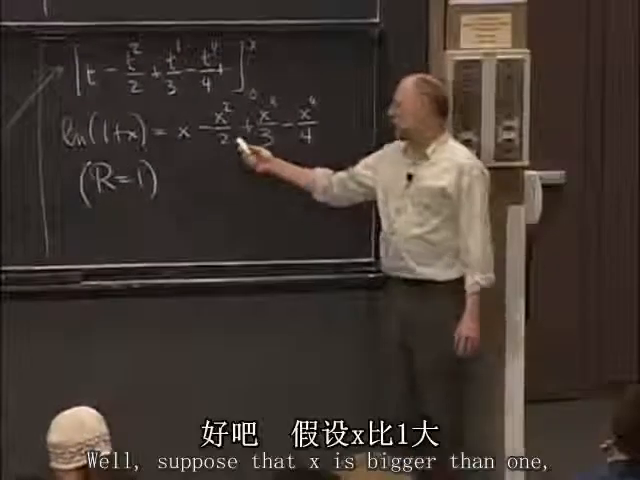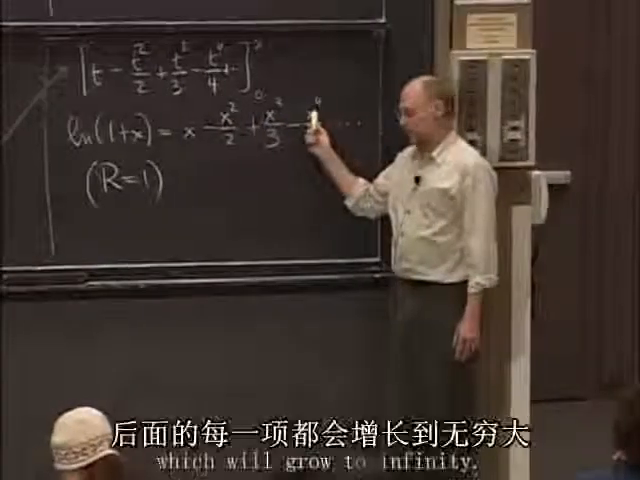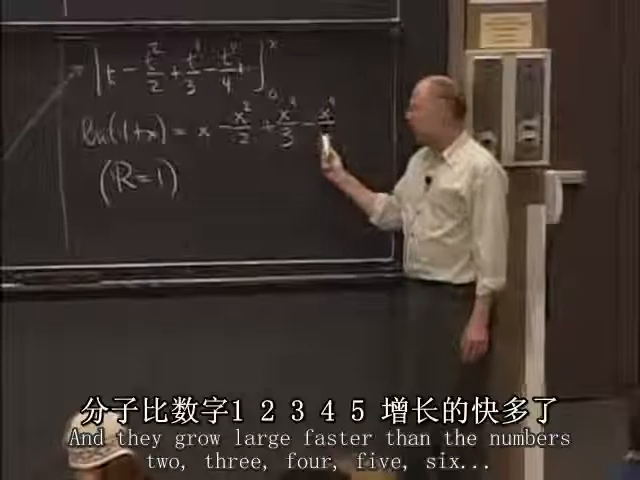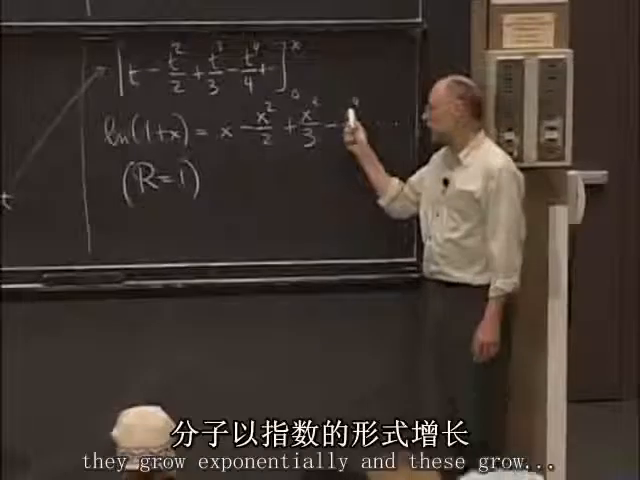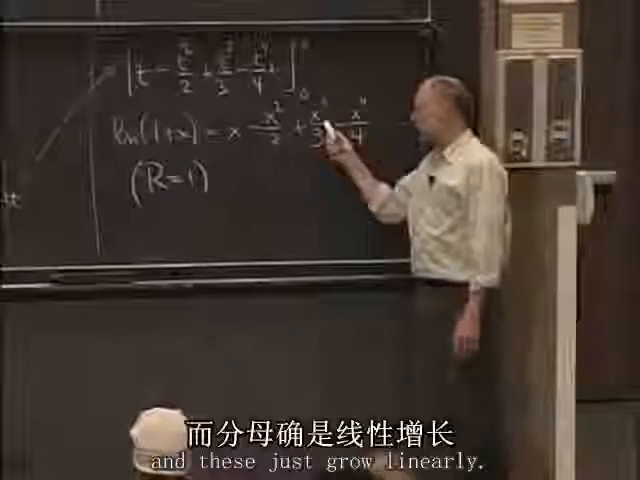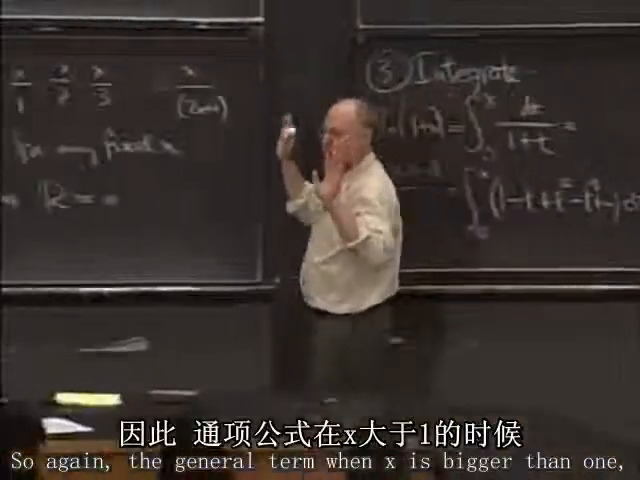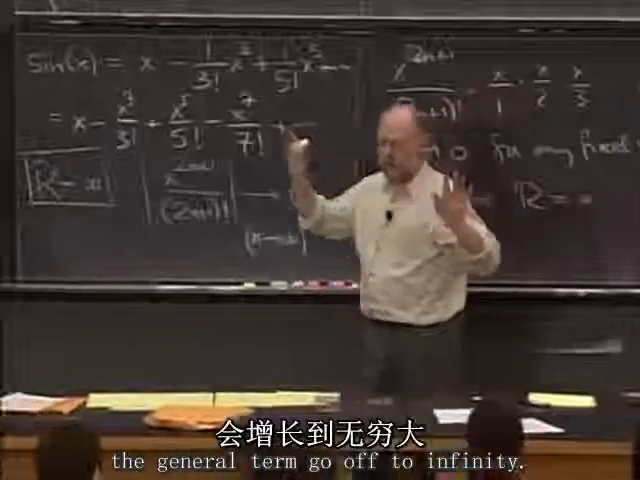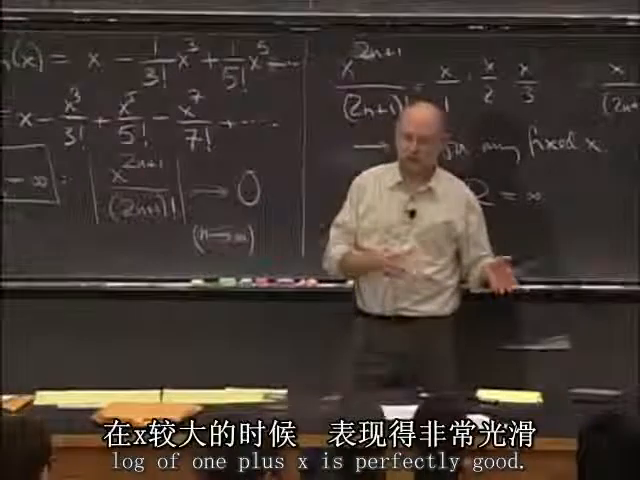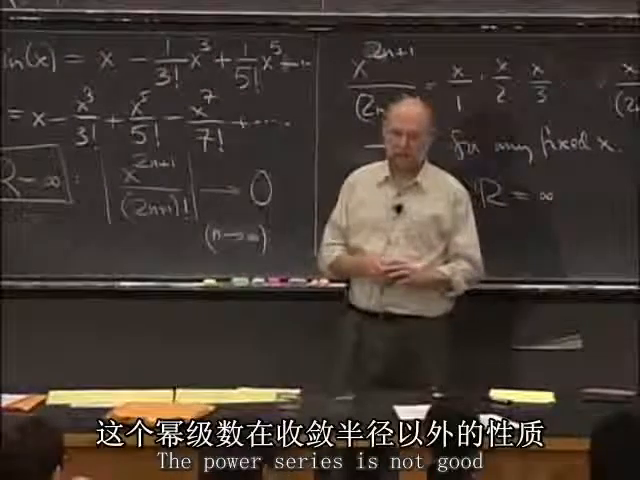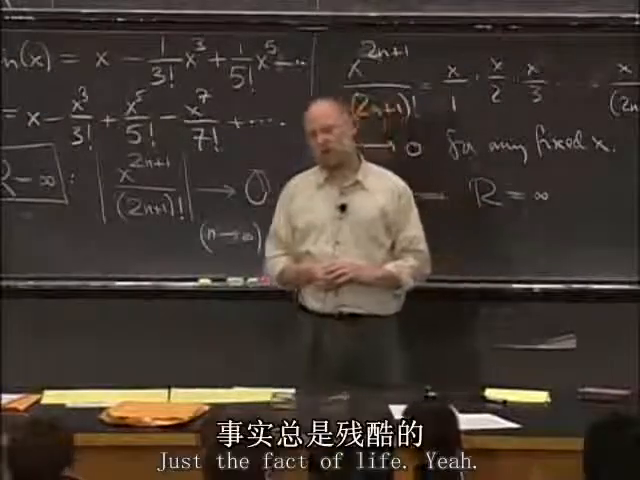Well, suppose that x is bigger than 1. Then here you get bigger and bigger powers of x, which grow to infinity, and they grow faster than the numbers 2, 3, 4, 5, and 6 do. They grow exponentially, and these grow linearly. So again, when x is bigger than 1, the general term will go off to infinity, even though the function that you're talking about, log of 1 plus x, is perfectly good. So the power series is not good outside of the radius of convergence. It's just a fact of life.